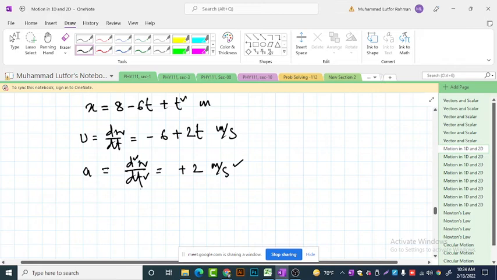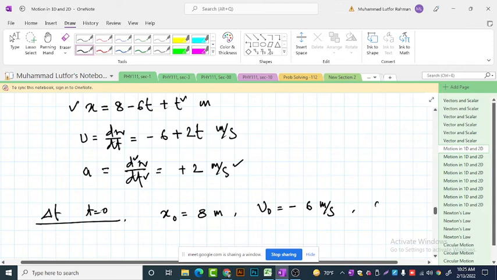Fine. Now, if I ask you at time t equal to 0 second, that means when it starts its journey, what is x naught? x naught means the initial position when I start. If I plug t equal to 0 into that equation, x would be basically 8 meter, right? And v naught is going to be minus 6 meter per second, and a is independent of the time, which is 2 meter per second square.